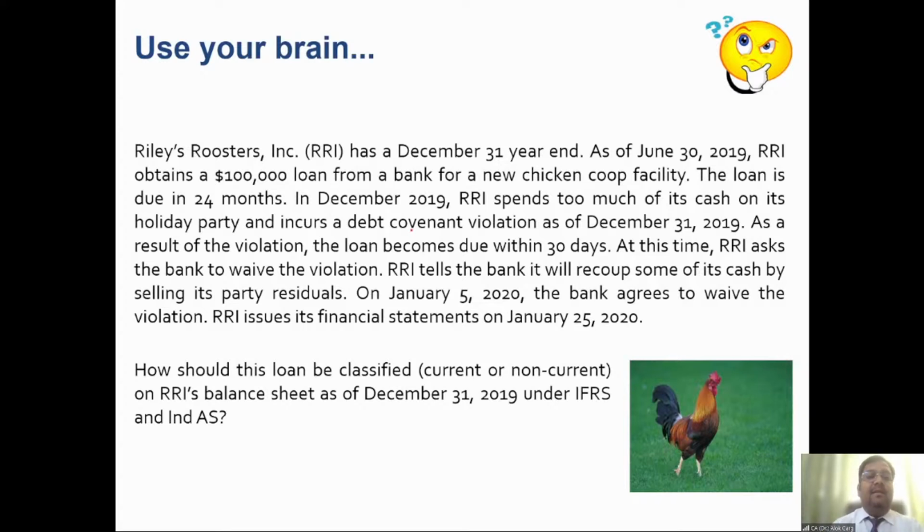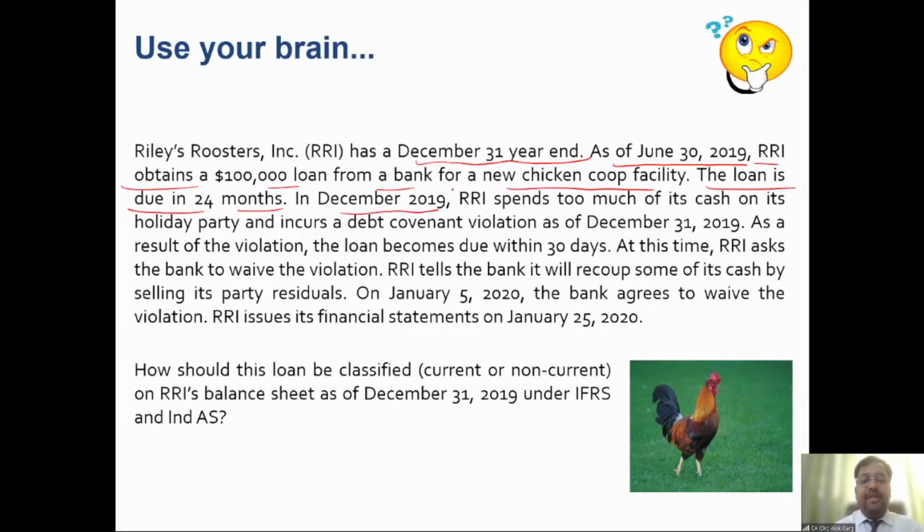Release Rooster Inc. is just a fancy name in IFRS. These kinds of names are there. This is a company, and this company has a December 31st year end. As of 30th June 2019, RRI obtains a $1 lakh loan from a bank for a new chicken coop facility. The company has taken a loan from a bank for a new chicken coop facility, right? The loan is due in 24 months. So this bank has given a term loan for a particular purpose, and this loan is due in 2 years.